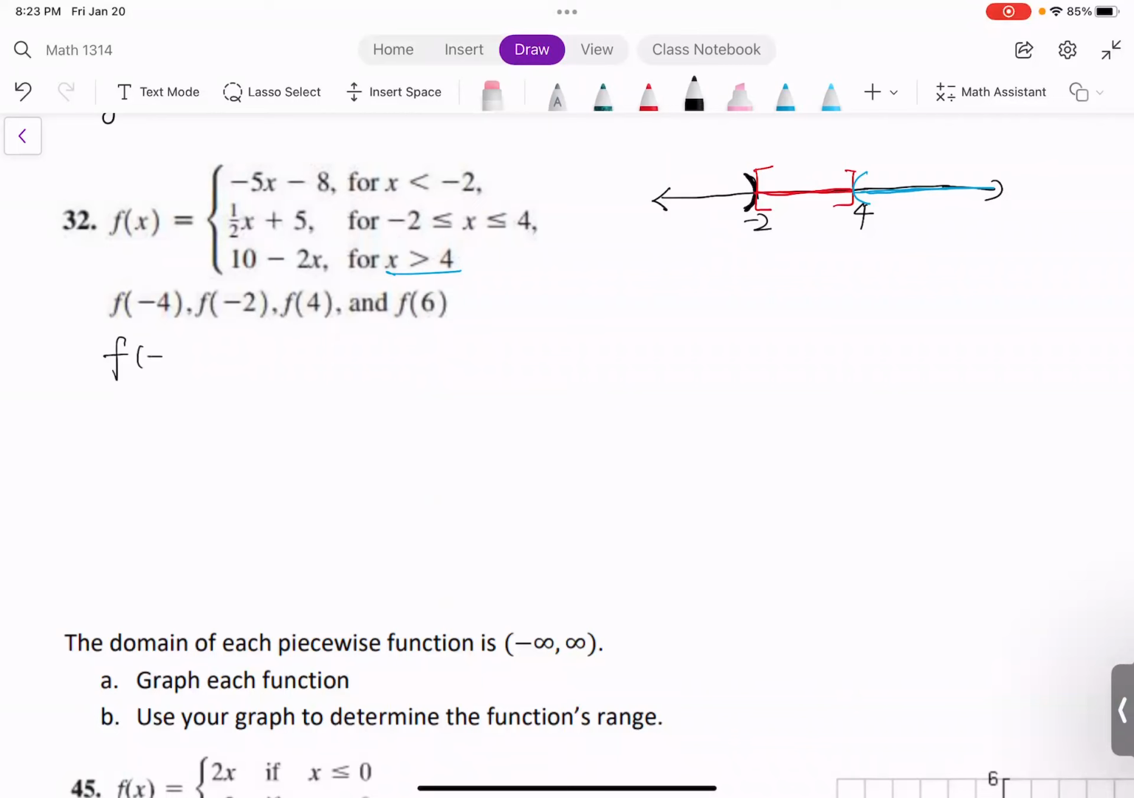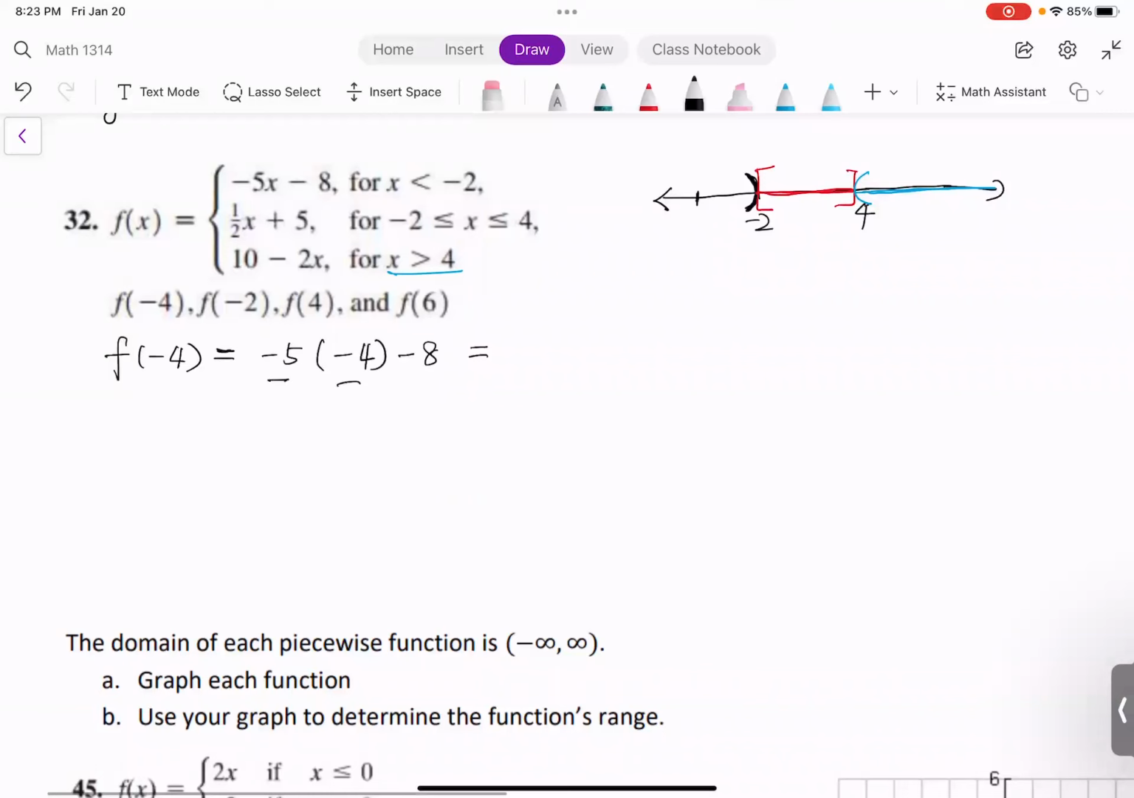So f of -4. Where is -4? x equals -4 is here in the first interval. We're using the first equation, -5x minus 8. -5 times -4 minus 8 equals, the multiplication of these two is positive 20, and positive 20 minus 8 is 12.